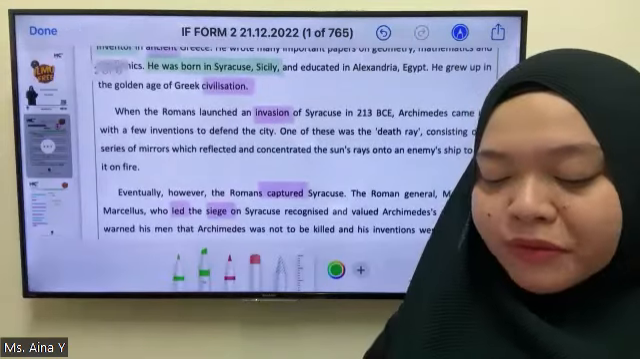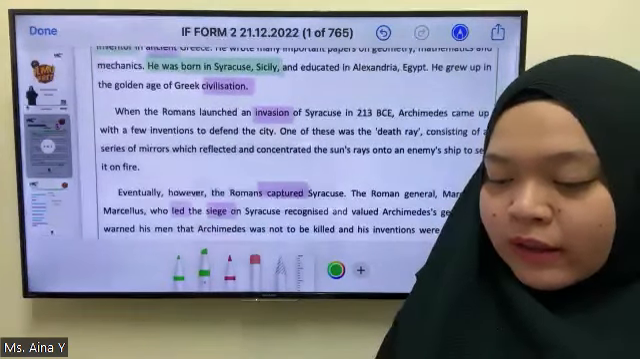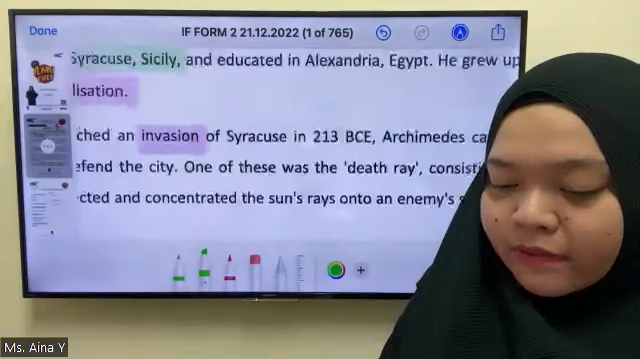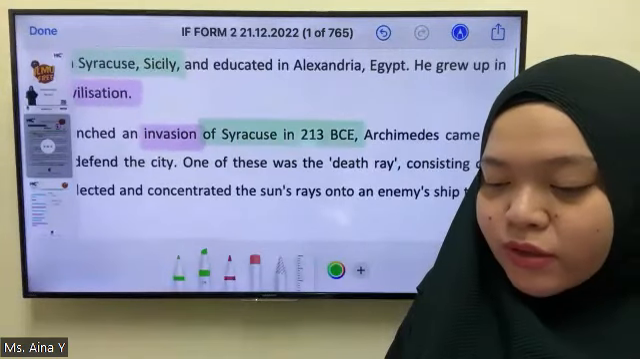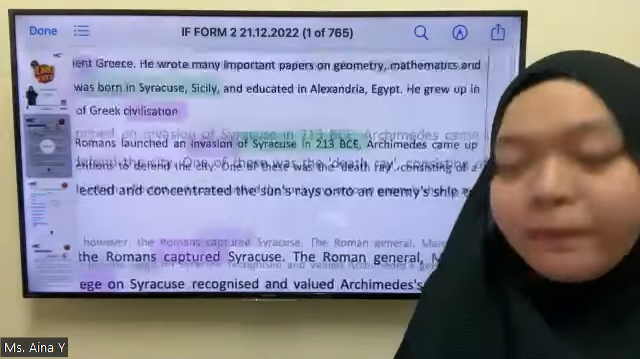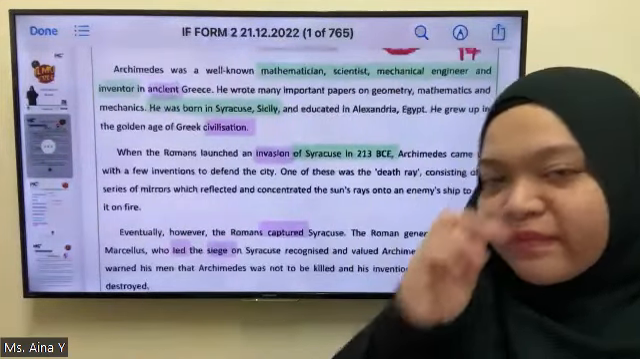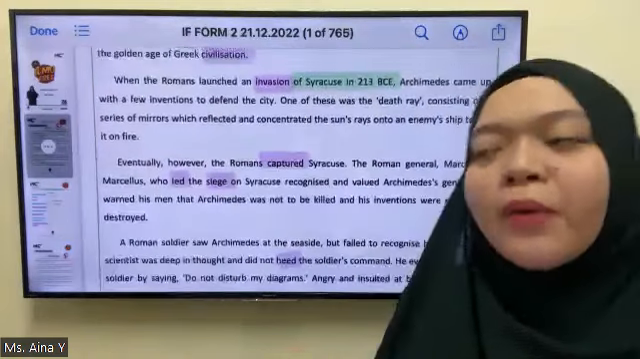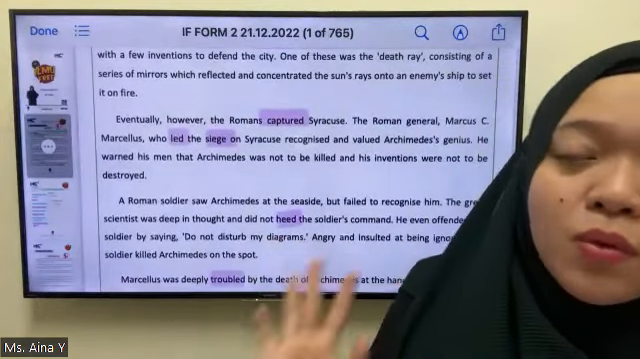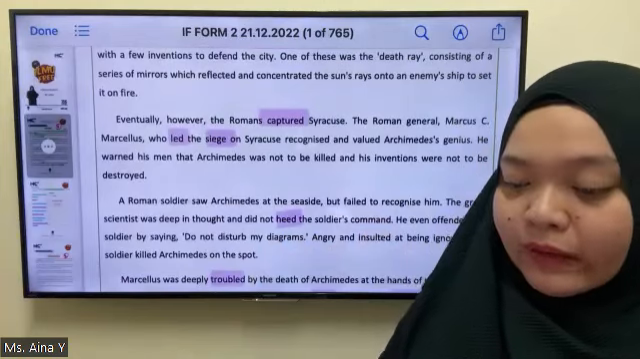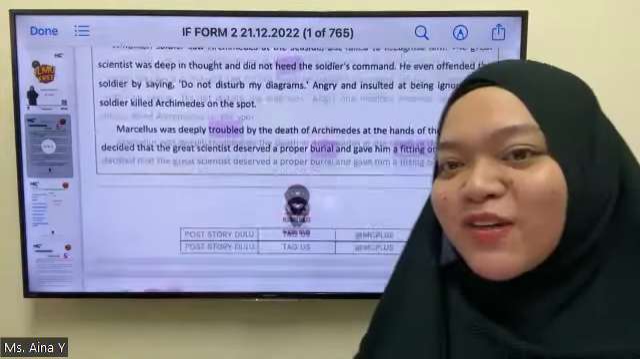Okay. Invasion of Syracuse in 213 BCE. Clear? Are you guys okay? Kalau tak tulis in, tak apa. It's okay. Tak tulis in pun tak apa. But if you miss the word in, it's still fine. Okay?